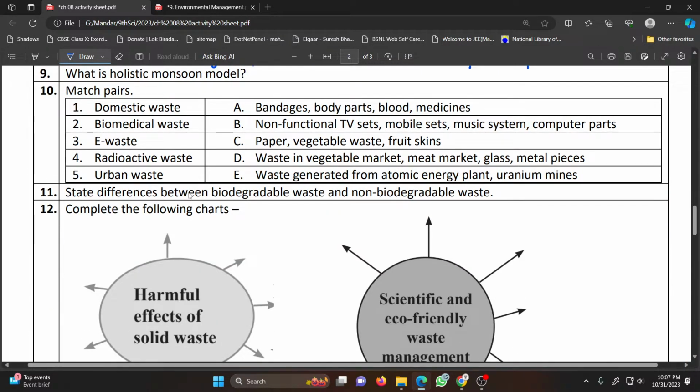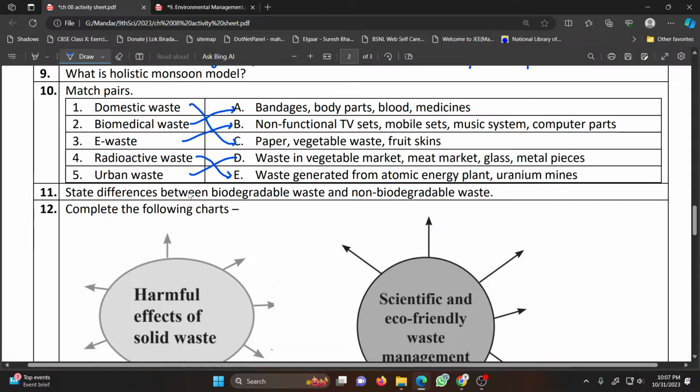Domestic waste: paper, vegetable waste, food skins. Biomedical waste is bandages, body parts, blood, medicine. E-waste: non-functional TV, mobile, computer, music system. Radioactive waste is generated at atomic energy plants and uranium mines.